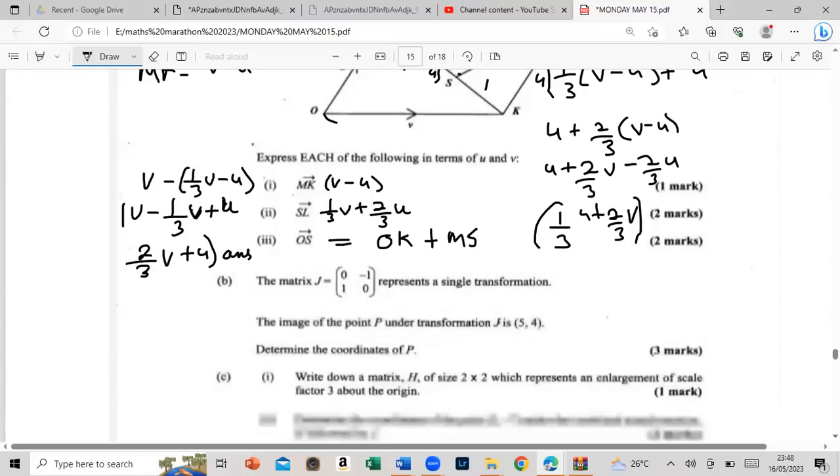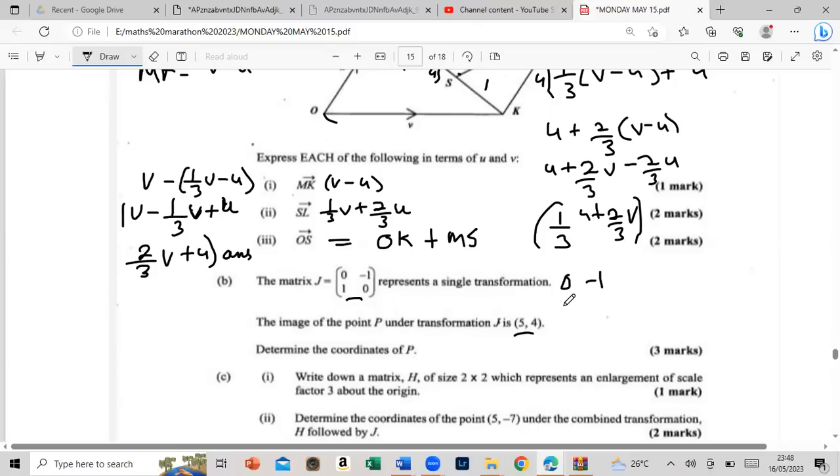It said the matrix 0, negative 1, 1, 0 represents a single transformation. The image of the point P under the transformation is 5, 4. I think I did this on the earlier one. Determine the coordinates of P. So all we're going to do now is multiply this matrix by x, y, and that should give us 5, 4. I'll equate it and we'll work it out.